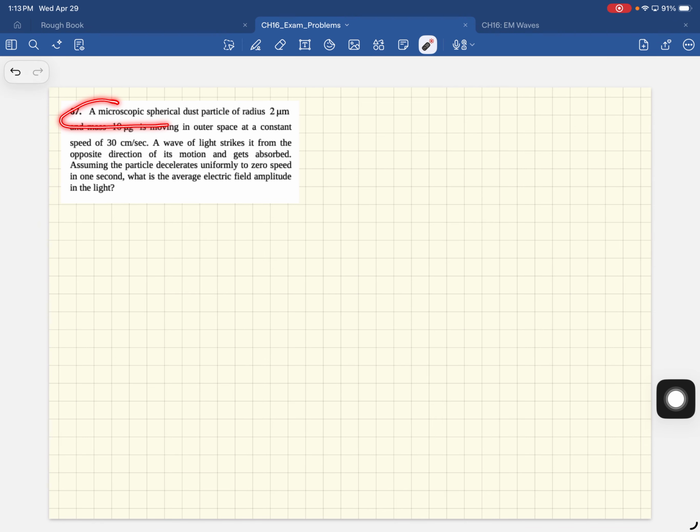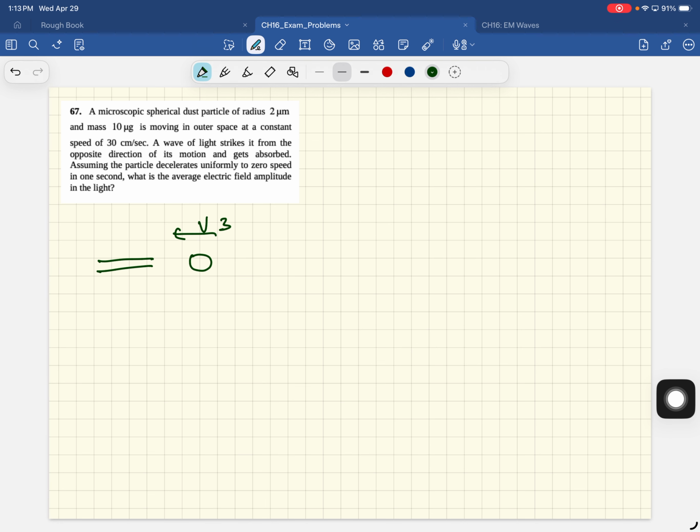All right, this says a microscopic spherical dust particle of radius 2 micrometers and a mass of 10 micrograms is moving in outer space at a constant speed of 30 centimeters per second. A wave of light strikes it from the opposite direction of its motion and gets absorbed. So here's a light beam hitting it, and this is going at 30 centimeters per second. The light beam hits it and is absorbed.